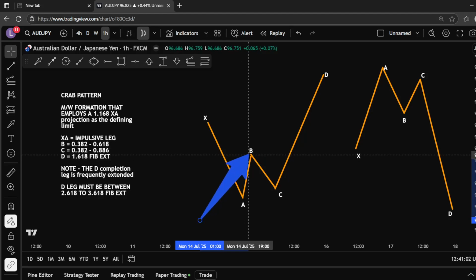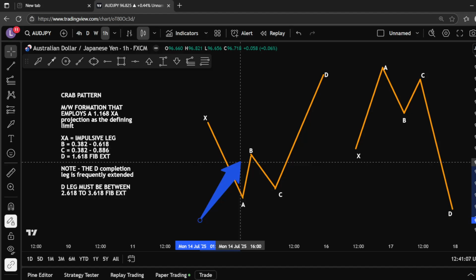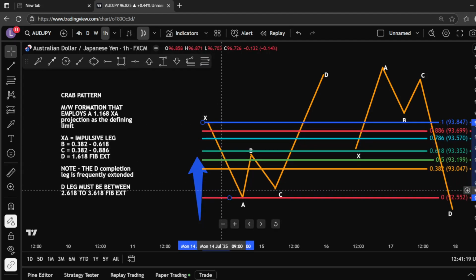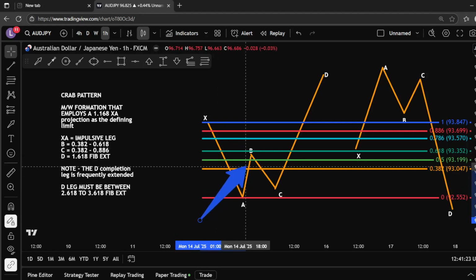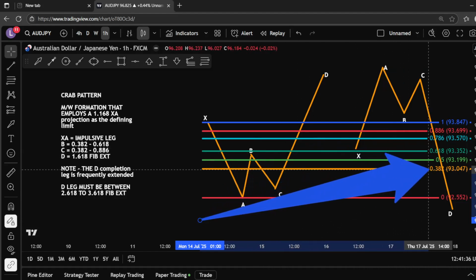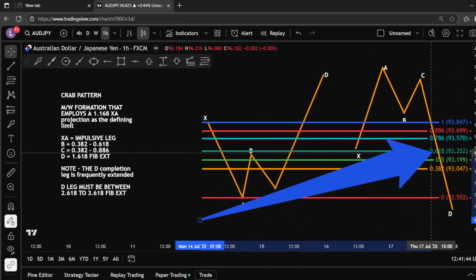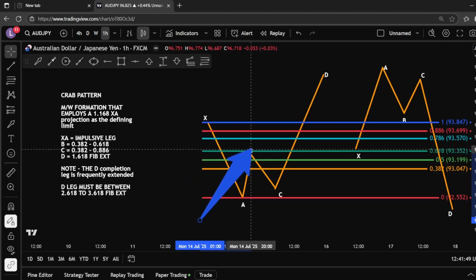The impulsive leg forms your B between 0.382 to 0.618. What I mean is you take your fib retracement and go from your X to your A. The retracement to the upside forms your B leg. This B leg has to be between 0.382, which is the first yellow line, to 0.618, where this terminated. It must not exceed 0.618. So the B leg has to be between 0.382 to 0.618. That is our B leg.